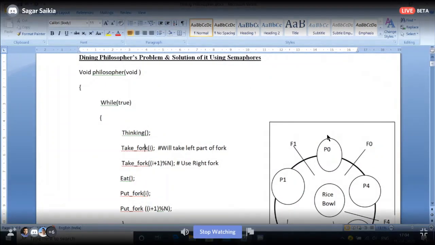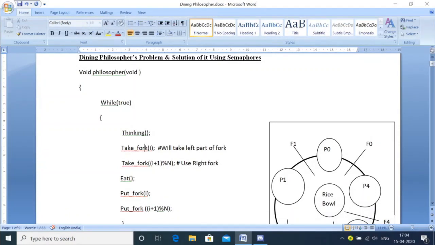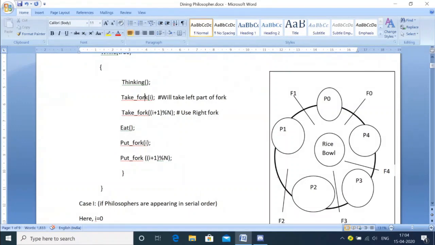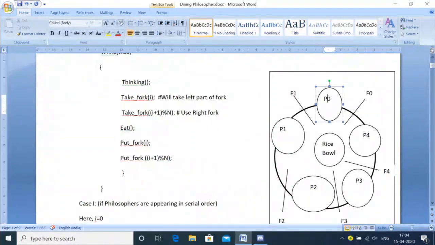Let's say for the first philosopher P0, what will be the value of I? It will be 0, because it depends on the process suffix. Here the P suffix is 0, so the I value will be 0. When we move to the next philosopher, it will increment to 1, and in that way then 2. So how will we decide which process will pick which fork? It will execute these two statements.